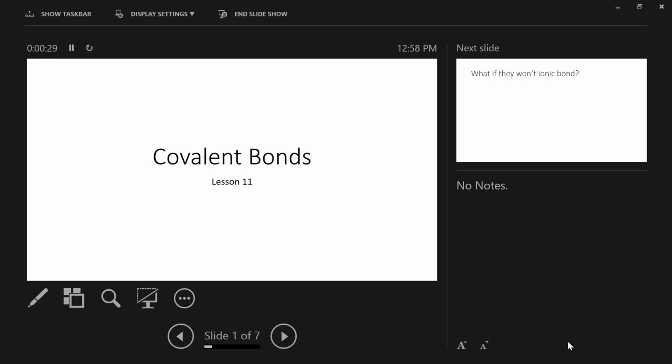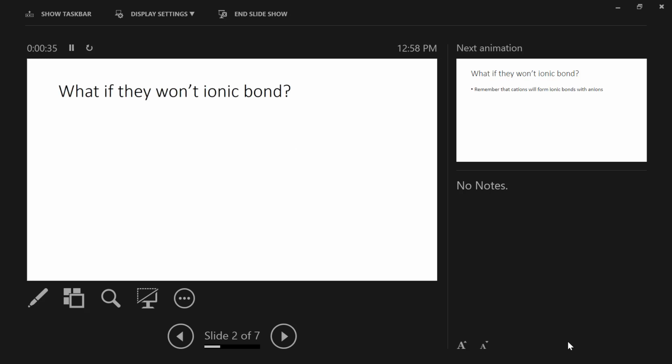But the question we need to address, and this will kind of clue you into what a covalent bond is, what if they won't ionic bond? What if they won't? What if they won't ionic bond? So it gives you this sense that there's something unique about a covalent bond. It is not an ionic bond. So let's talk about it.